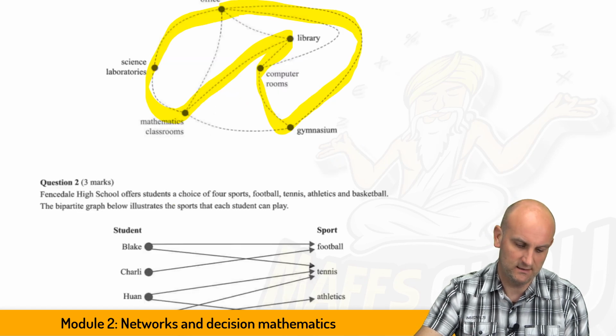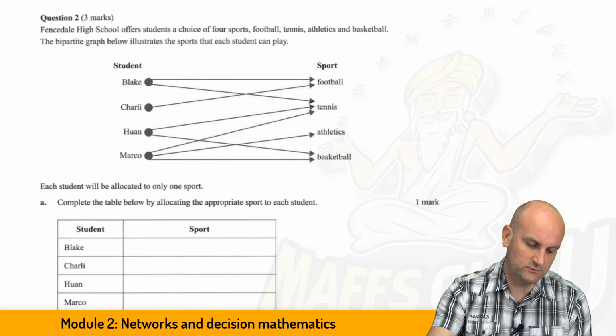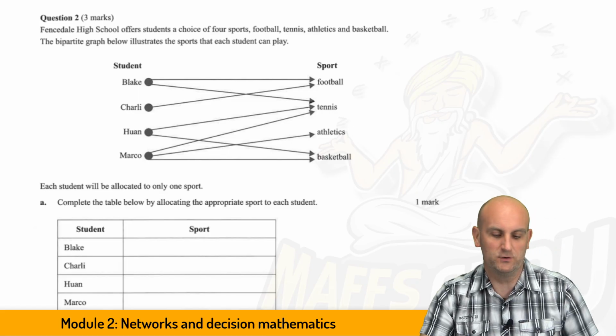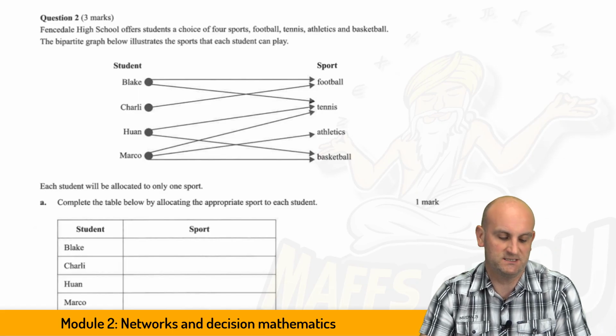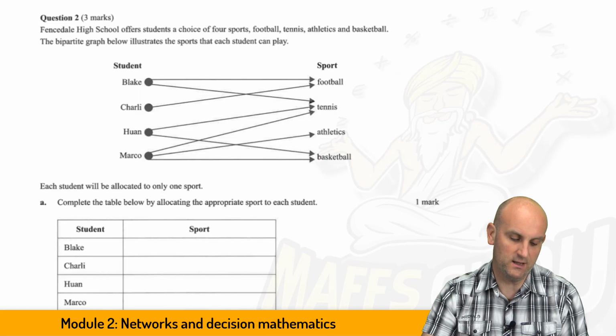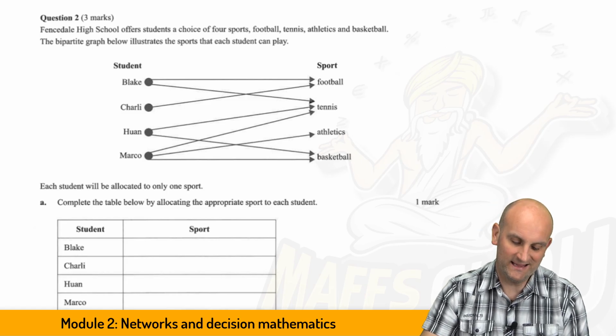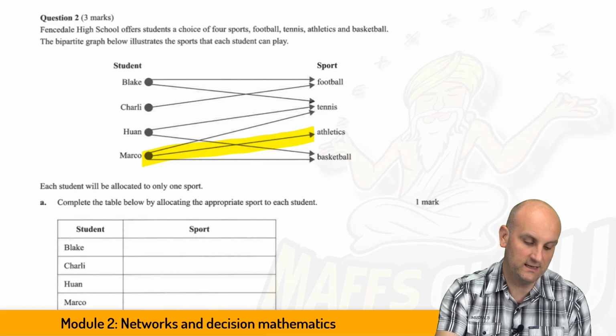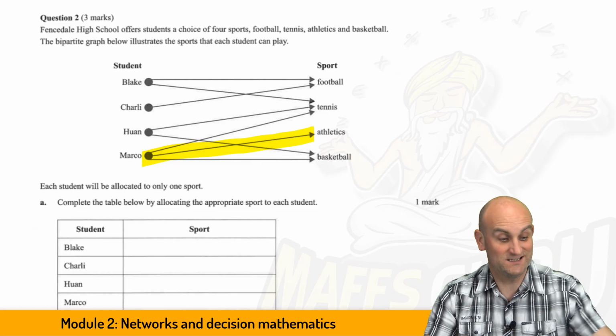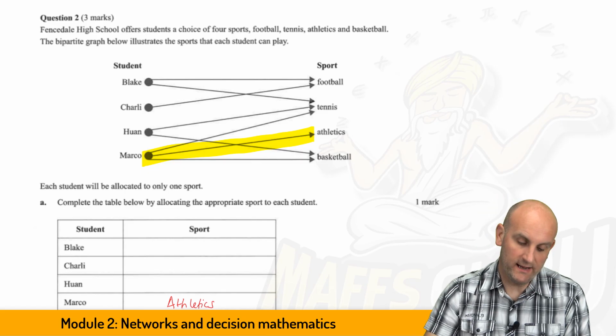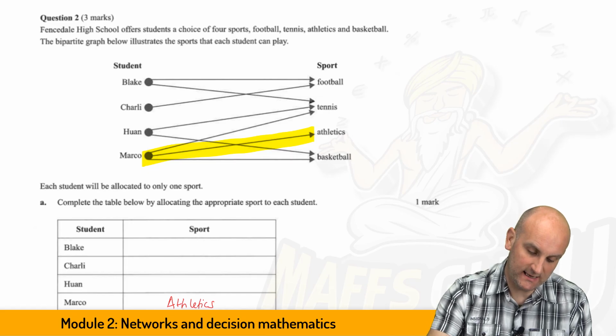It gets more complicated. So, Fensedale High School offers students a choice of 4 sports: football, tennis, athletics, and basketball. The bipartite graph below illustrates the sports that each student can play. Complete the table below by allocating the appropriate sport to each student. Well, first things first, I noticed that Marco is the only person who can do athletics. So Marco has to do athletics. All right, so that now takes Marco out of tennis, so he can't do tennis and he can't do basketball.